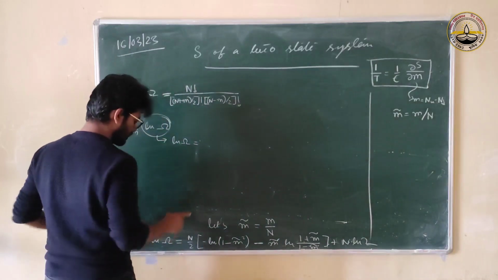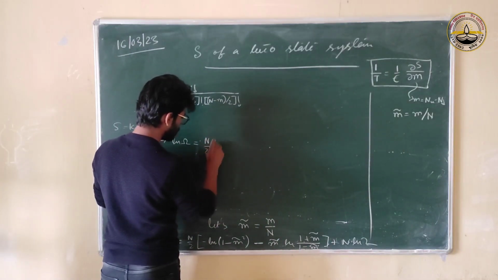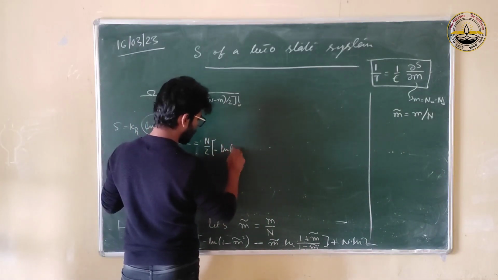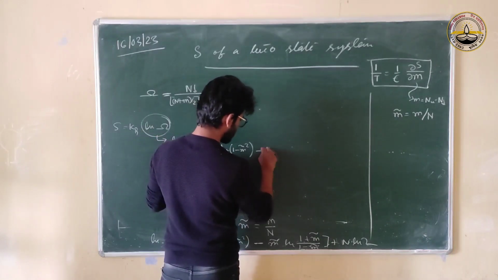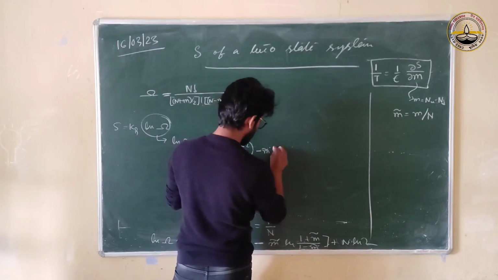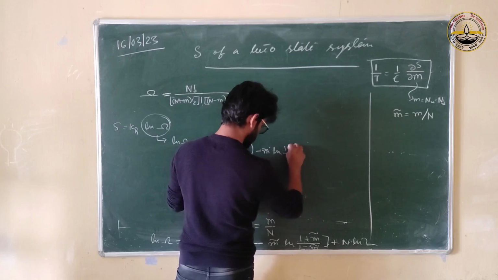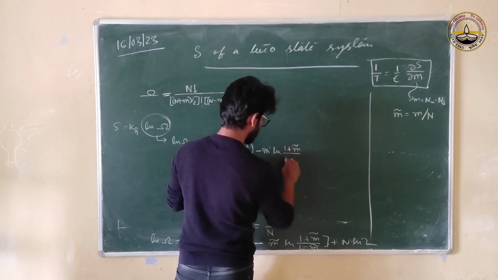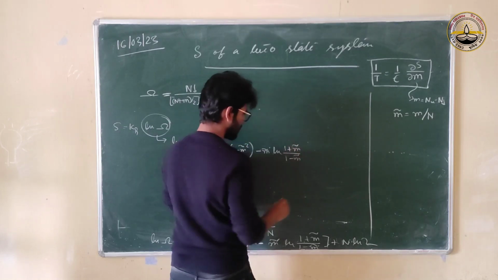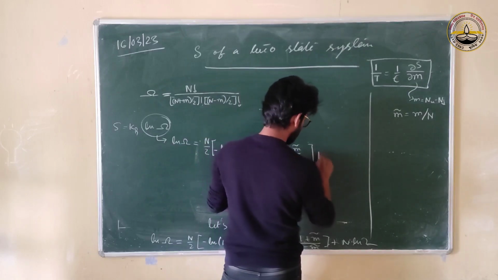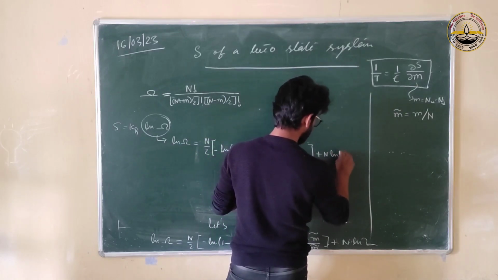And let me write down this one here, n over 2 minus ln (1 minus m tilde square) minus m tilde ln (1 plus m tilde)/(1 minus m tilde) plus n ln 2.